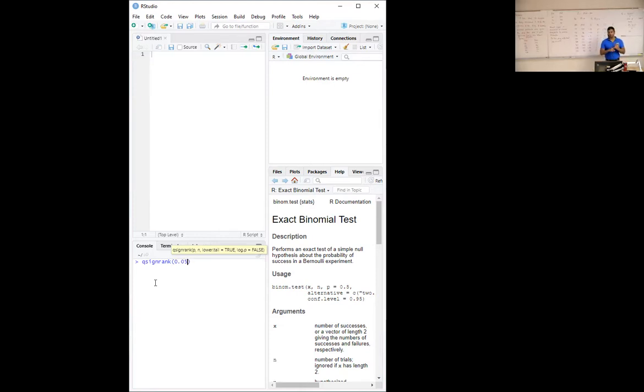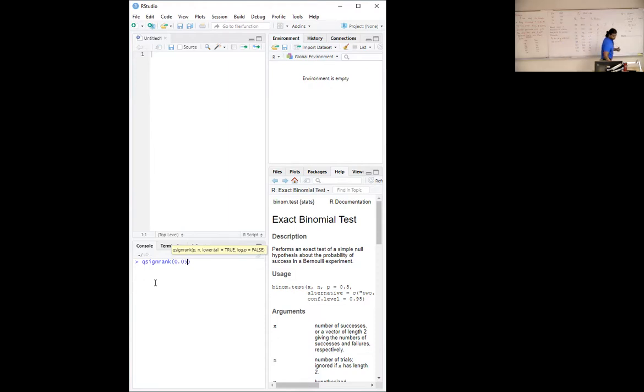P stands for probability, Q stands for quantile. Quantile is simply percentile. So in this case, I'm finding the fifth percentile. If you're looking for a percentile, you would use Q. If you're looking for a probability, you would use P signrank. Right? So if you're looking for a critical value, it is a quantile. So we would use Q signrank.